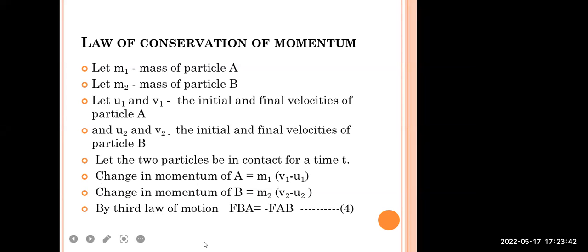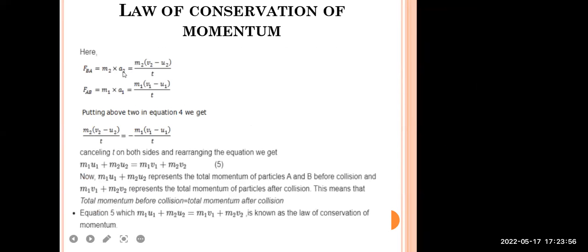Force AB is the force applied on B because of mass A, which will be equal and opposite, which is nothing but your third law of motion. When two objects are colliding, equal and opposite force will get applied. Now, FBA is nothing but mass into acceleration, so F is equal to M2A2. A2 is the acceleration, the rate of change of velocity, which will be (V2 minus U2) upon T.